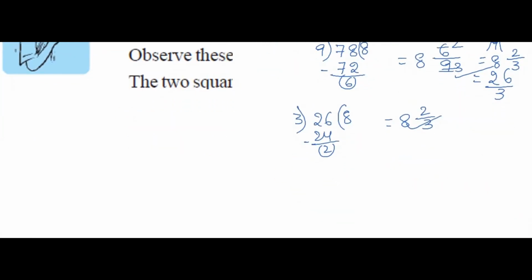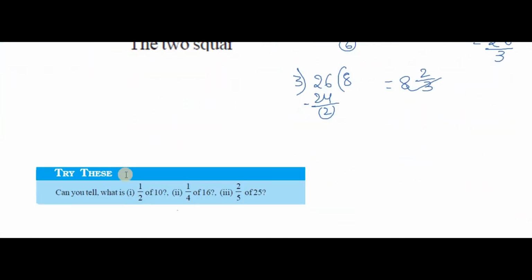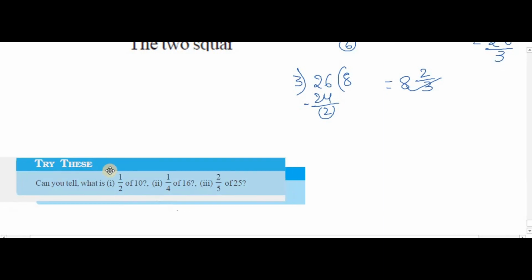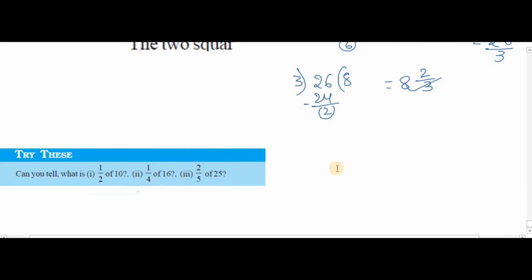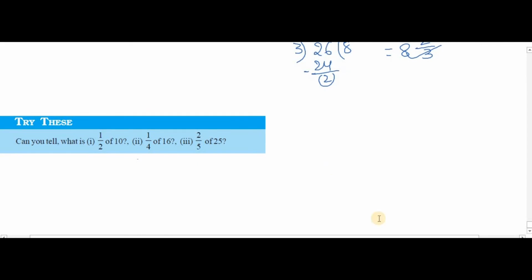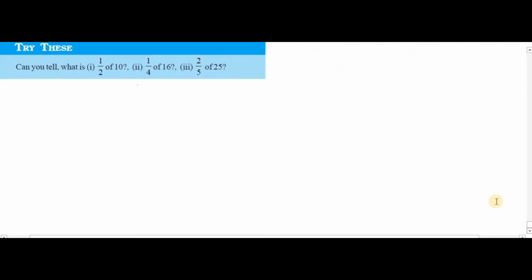Okay students, now we'll move on to the next. Here he is asking, can you tell half of 10, and 1/4 of 16, and in the same way 2/5 of 25. So first we will try to solve this. Half of 10. First thing, we have to write 'of' as multiplication: 1 by 2 into 10. 1 ten is 10, 10 by 2. 10 by 2 is nothing but 5. So half of 10 is 5.